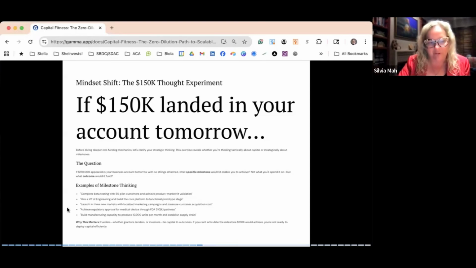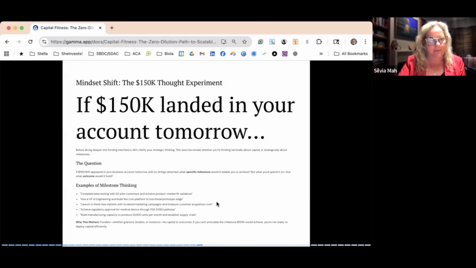Examples of milestone thinking are: complete beta testing with 50 pilot customers and achieve product market fit validation; hire a VP of engineering and build the core platform to functional prototype stage. This is important because it goes towards that SMART goal, right? Specific, measurable, attainable, realistic, and time bound. That's SMART goals. What do you actually need to accomplish if you got the 150K?